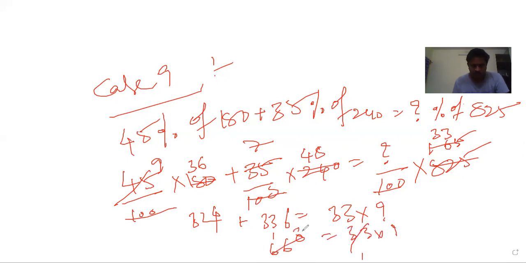33 1s are 33, 33 2s are 66, 0. So from this, question mark equals 2. So in this way we solve the percentage values. Next, just check.